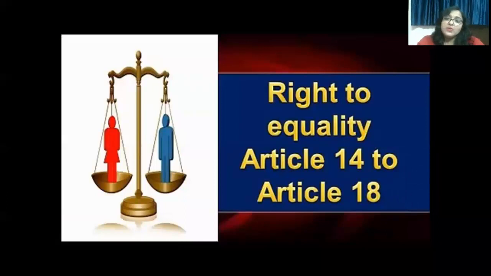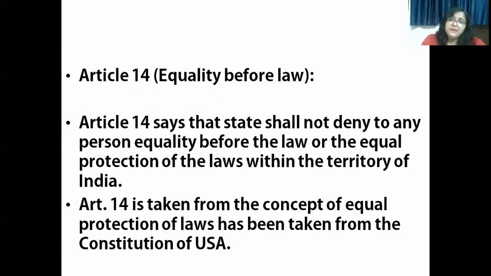We will study the right to equality from Article 14 to Article 18. Article 14 explains that we all are equal before the law and we all will be protected equally by the law. Means if there is a time to get protection by the law, then we will get equal treatment by the judiciary. And this concept of equal protection of law has been adopted from the Constitution of the USA. Now let's come to the next article.